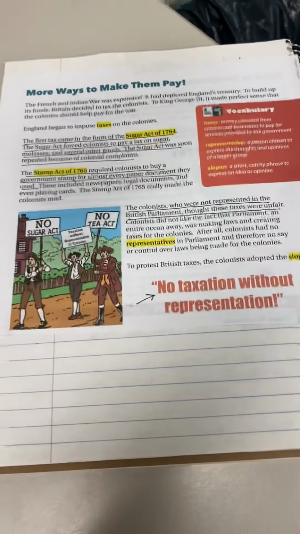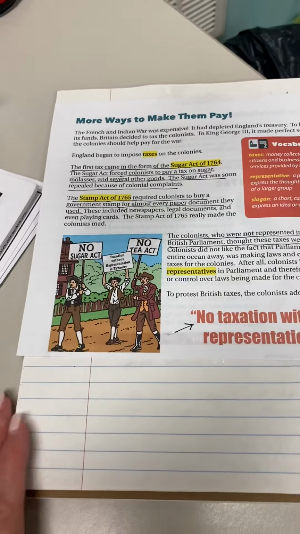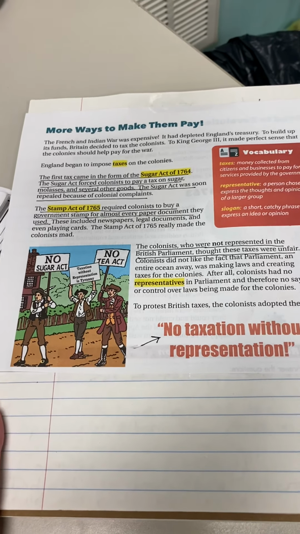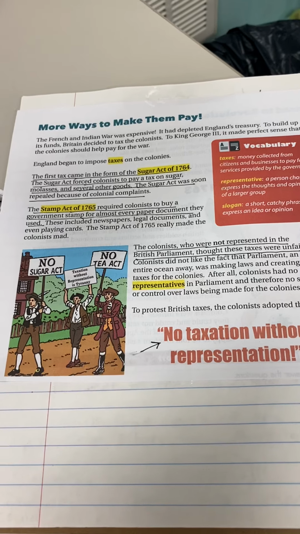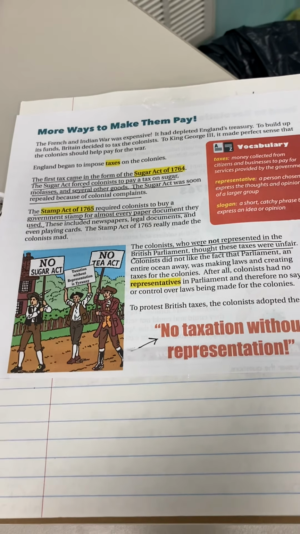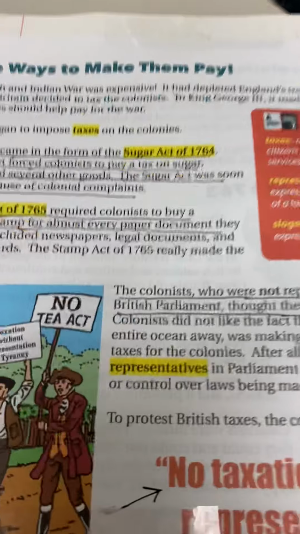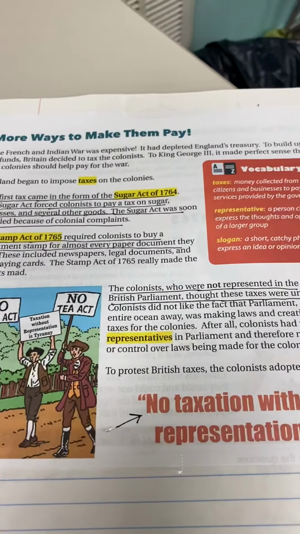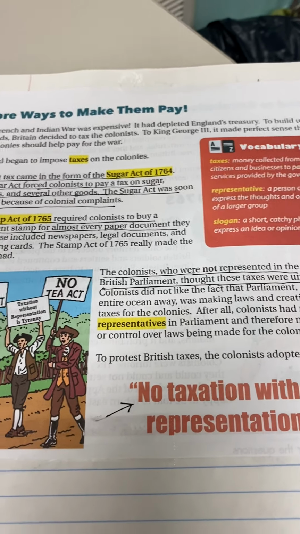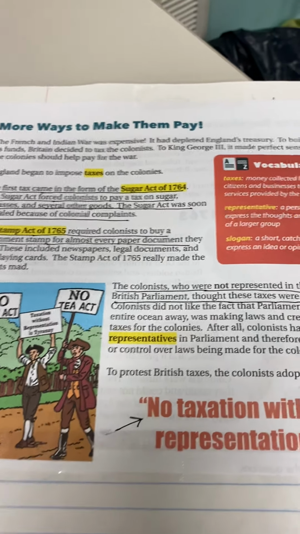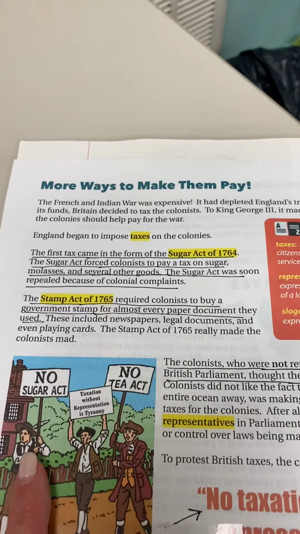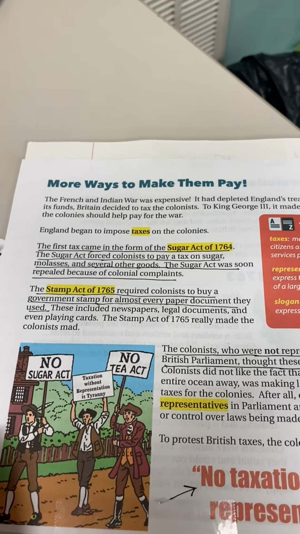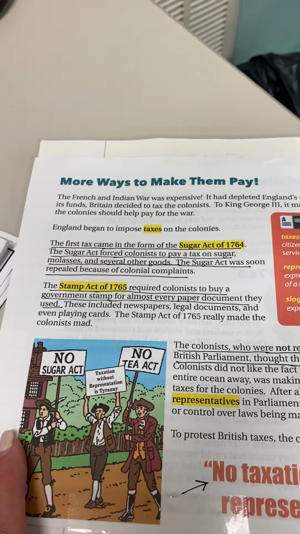We talked earlier in the week that the British Treasury had been depleted through the French and Indian War. So the British decided they were going to impose taxes on the colonies. The first act that they imposed was the Sugar Act of 1764. This was a law that tried to stop the smuggling of sugar and molasses to the colonies. To put it mildly, this made the colonists extremely angry. And the act was soon repealed because of the colonial complaints.